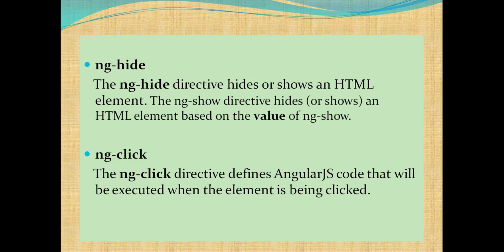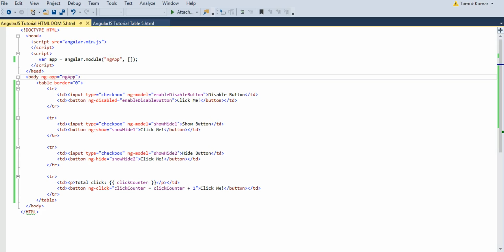Now the next directive is the ngClick directive. The ngClick directive defines AngularJS code that will be executed when the element is clicked. Let's see how it works. So here you can see I have a button with which I have declared the ngClick directive. Inside this directive, the clickCounter model property is incremented by 1 each time I click the button, and the value of this model property is displayed by this expression here.